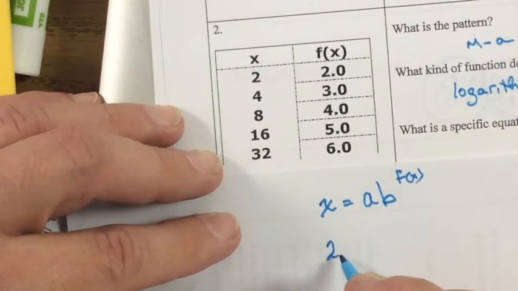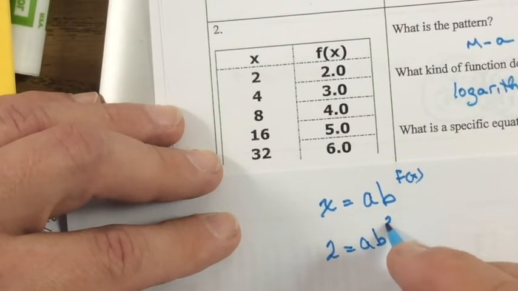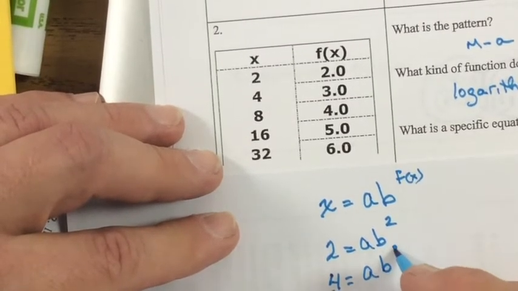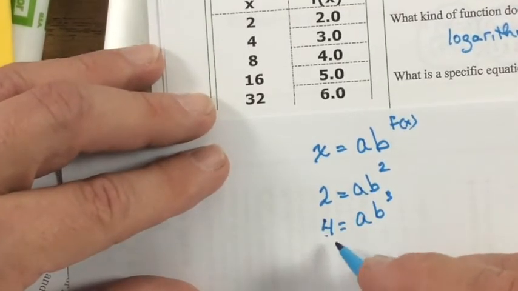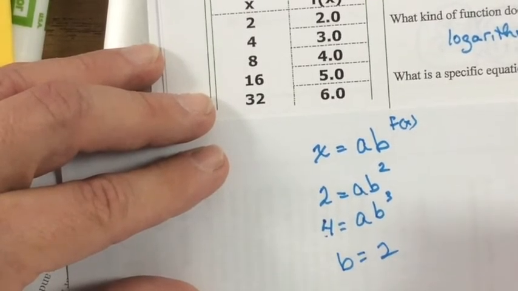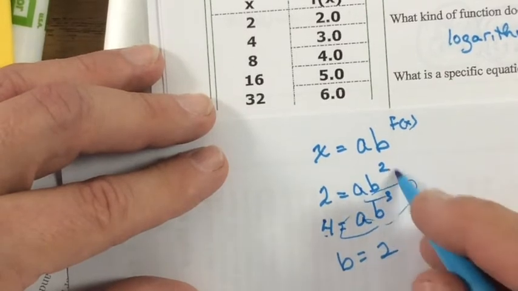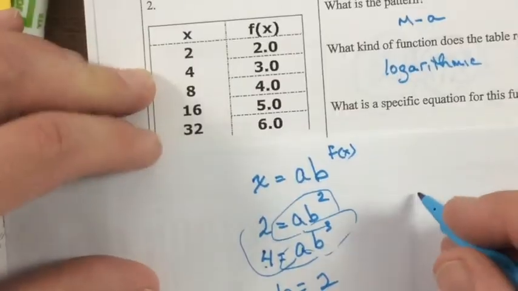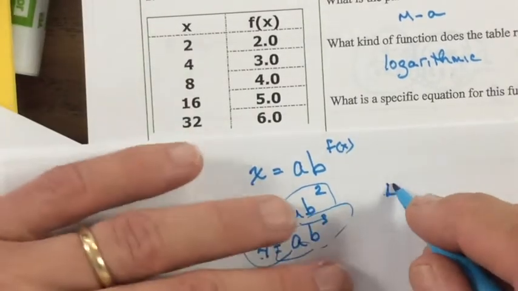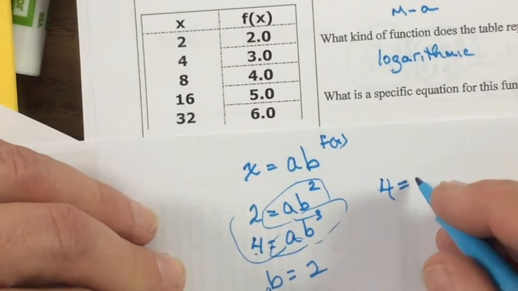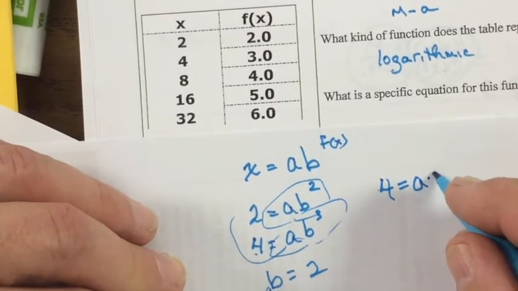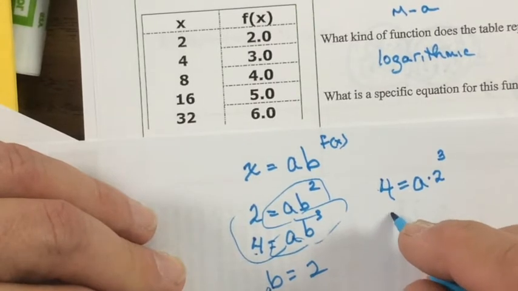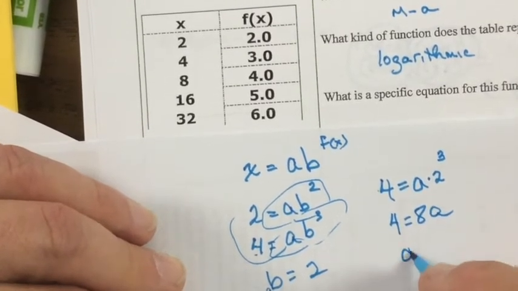So if 2 is equal to a b to the 2, and 4 is equal to a b to the third, if we divide these two, b winds up being equal to 2. Everybody see that? If we put this over this, the a's will cancel out, and most of the b's will cancel out, just leave you one b. 4 over 2 is 2. Let's see what happens if we say 4 is equal to A times 2 to the third. Well, that would give us 4 is equal to 8A. A would be equal to 1/2.